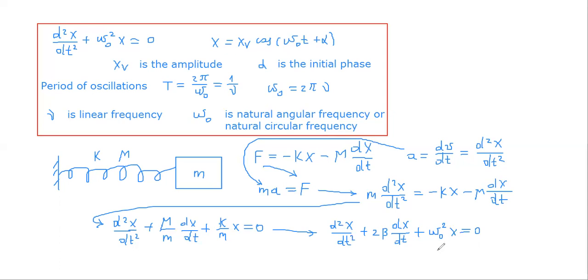Okay, so here we used some new designations. So beta is equal to mu divided by 2m, and omega 0 is equal to square root of k, spring constant, divided by mass.